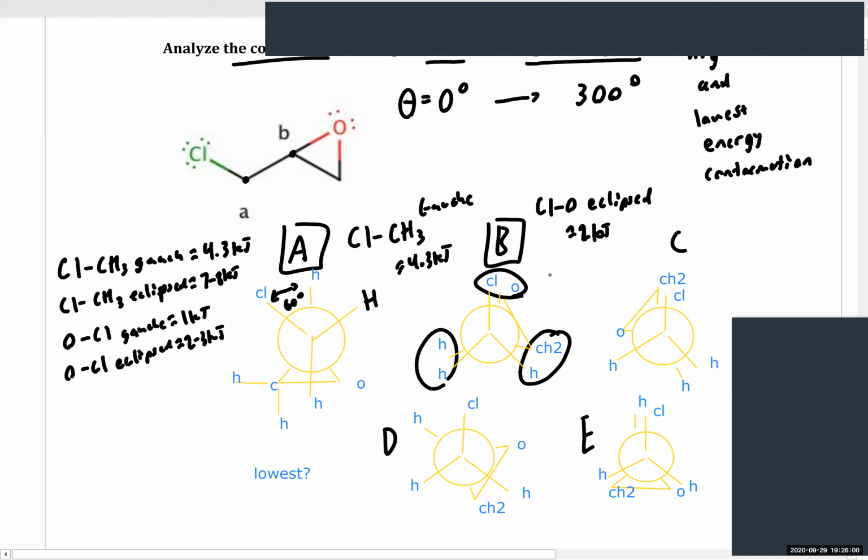You're on the right track. Let's just keep looking at this structure. Let's try to get some more. What do we see in terms of eclipsing interactions? Do we see any eclipsing interactions in structure B?